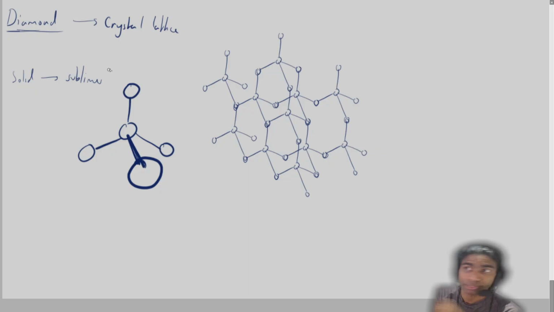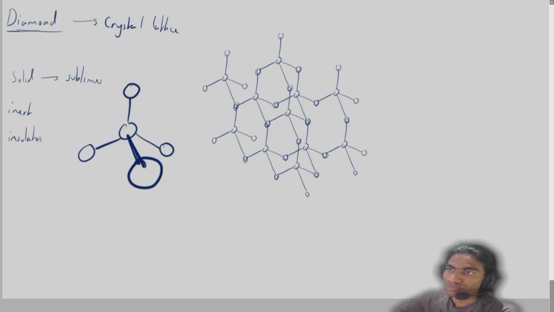You're not going to see any kind of liquid. It will fade away as a gas of carbon. And then that gas of carbon, because of the high temperature, will immediately burn in the air and react with oxygen. So that will just turn into carbon dioxide. Okay, but otherwise on its own, it's very inert. Okay, and it is an insulator because it has no free electrons at all, right?